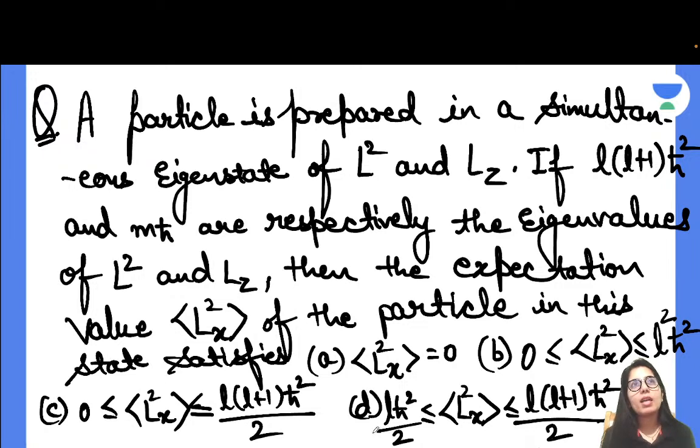If at any time they give you a numerical based on it and ask, what can be its minimum value or what can be its maximum value? You can directly answer that it will be L h square over 2 as a minimum value, or L times L plus 1 h square over 2 as its maximum value, right? So this will be easy for you to answer, and this is how you can simply get the answer for this type of question. So that's how it can work as a trick.